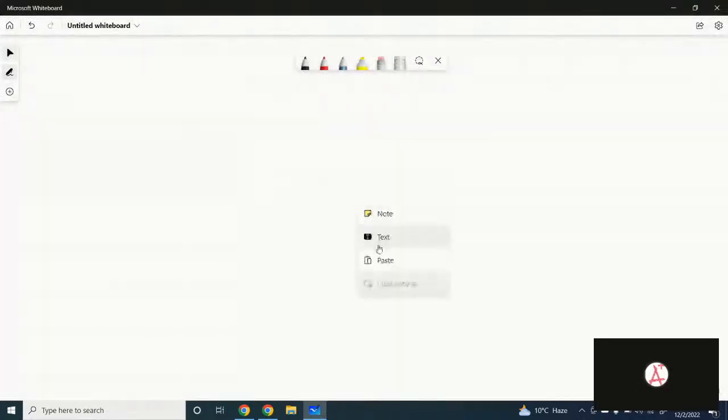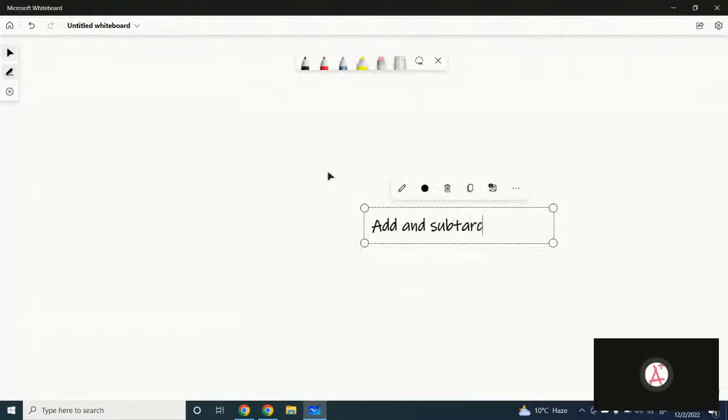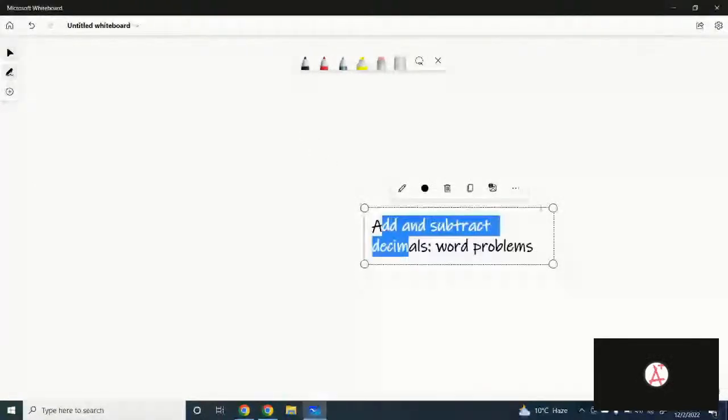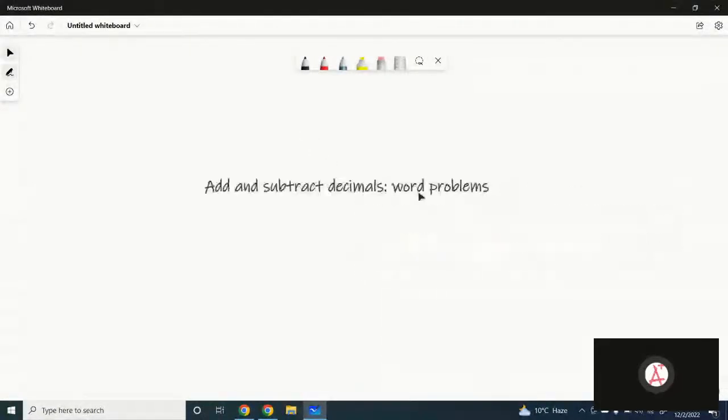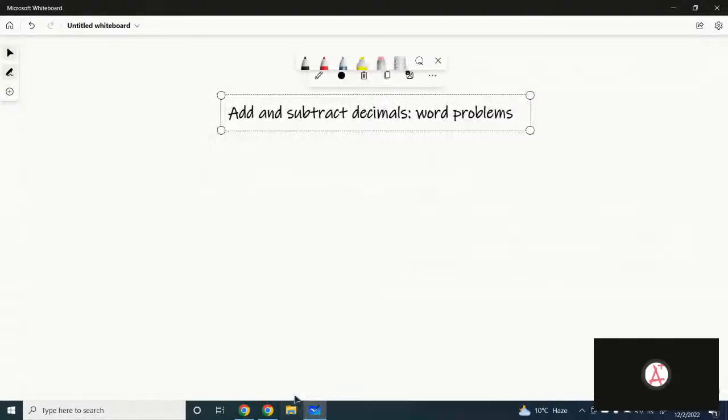Add and subtract decimals word problems. Okay, let's start with the lesson. That is add and subtract decimals word problems. Got it. Let's start with the test.